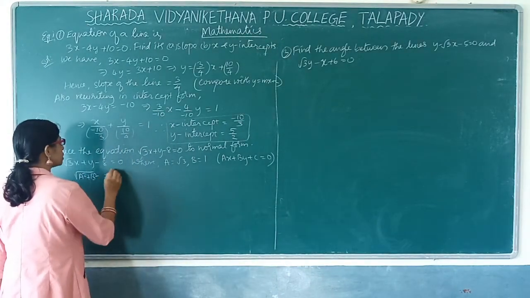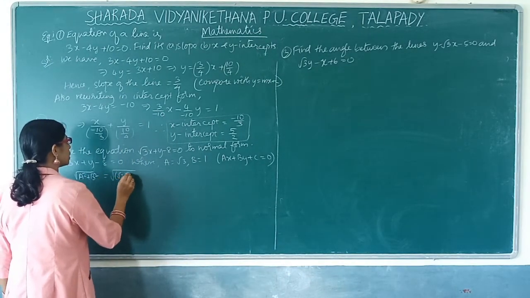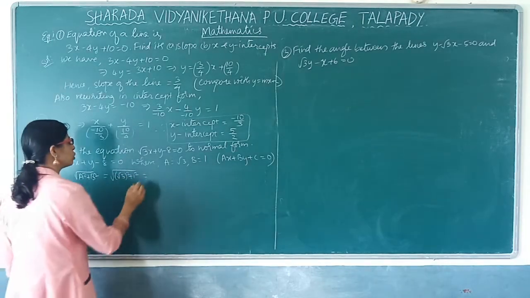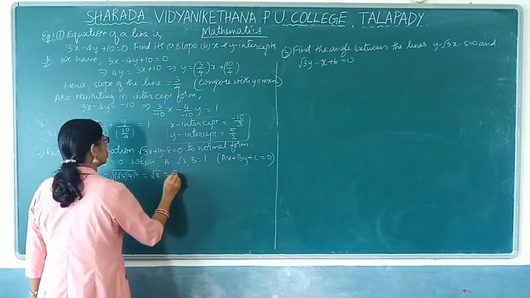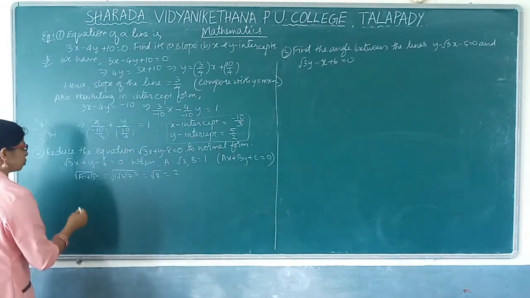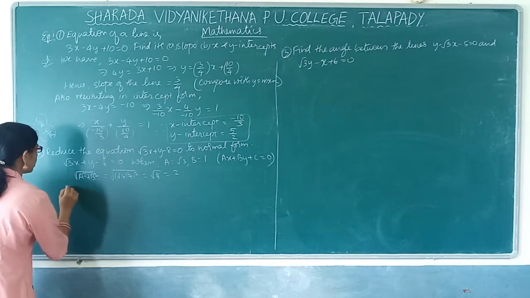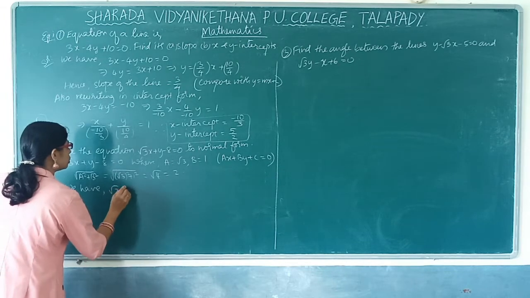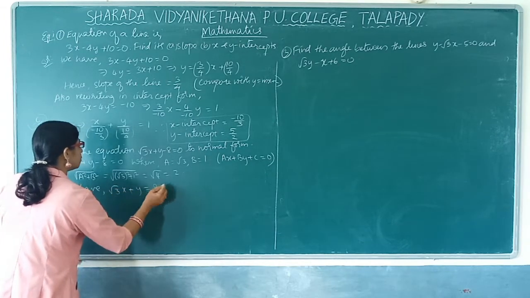So a square plus b square, you write root 3 the whole square plus 1 square. Root 3 the whole square is 3, 3 plus 1 is 4, square root of 4 is nothing but 2. So what you have to do? Divide the equation throughout by 2. What is the equation of the line? We will convert it to standard form. Root 3x plus y is equal to 8, we will write.